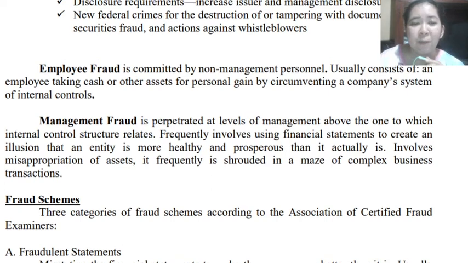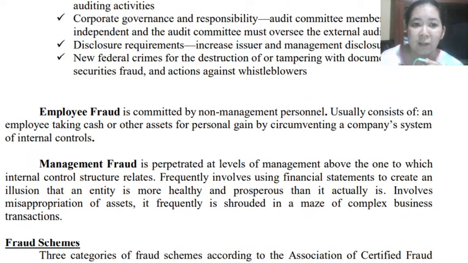Okay, so we've been talking about fraud earlier. Basically, there are two main types of fraud in an organization. We have employee fraud and management fraud. When we say employee fraud, this is committed by non-managerial personnel. Usually, this consists of an employee, for example, taking cash or other assets for their personal gain, or circumventing a company system of internal control to gain access for their personal interest, and so on. Again, this is committed by the employee or non-management personnel.